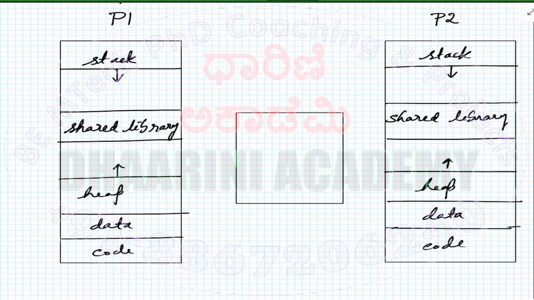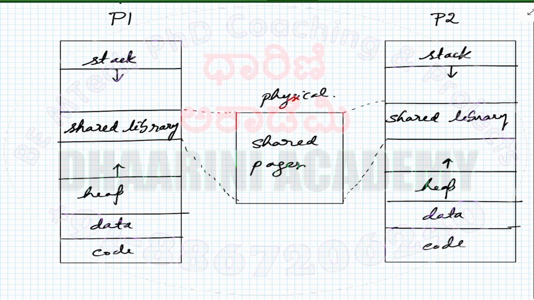But what exactly is happening here is that it is actually sharing this space itself. The shared library is actually the only one thing which is present in the physical memory. So they are called the shared pages.